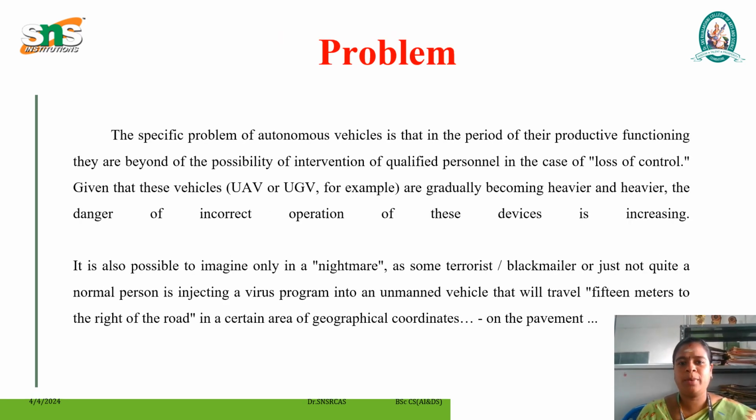Next one, problem. The specific problem of autonomous vehicles is that in the period of their productive functioning, they are beyond the possibilities of intervention by qualified personnel in the case of loss of control. Given that these vehicles, UAV or UGV for example, are gradually becoming heavier, the danger of their incorrect operation is increasing. It is possible to imagine a nightmare in which a terrorist, blackmailer, or just a not quite normal person injects a virus program into an unmanned vehicle that is traveling, to turn 15 meters to the right of the road in a certain area of geographical coordinates. Prior to reaching a certain territory, the virus may not manifest itself. Further, you can supplement this by presenting the typical spread of a virus.